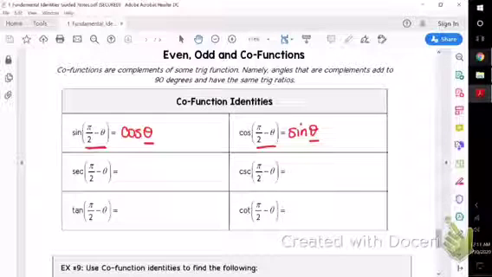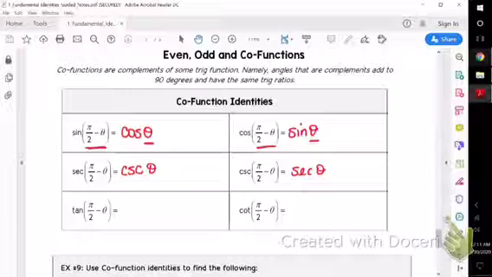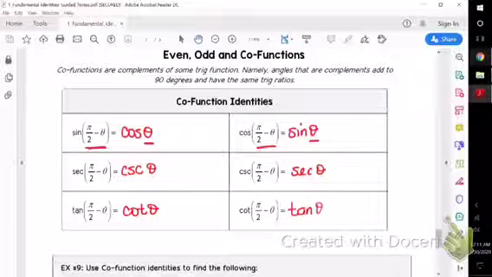Alright, secant's cofunction is cosecant. So if you have secant of pi over 2 minus theta, that's going to equal cosecant of theta. Secant and cosecant are cofunctions, and if you add those two angles together, you'll get pi over 2, which is 90 degrees. Same thing going across. Cosecant of pi over 2 minus theta will equal secant of theta. Same reasons. Tangent of pi over 2 minus theta will equal cotangent of theta. And cotangent of pi over 2 minus theta will equal tangent of theta. And that's because cotangent and tangent are cofunctions, and if you add the angles together, you'll get pi over 2, which is 90 degrees. So let's look at some examples of this.